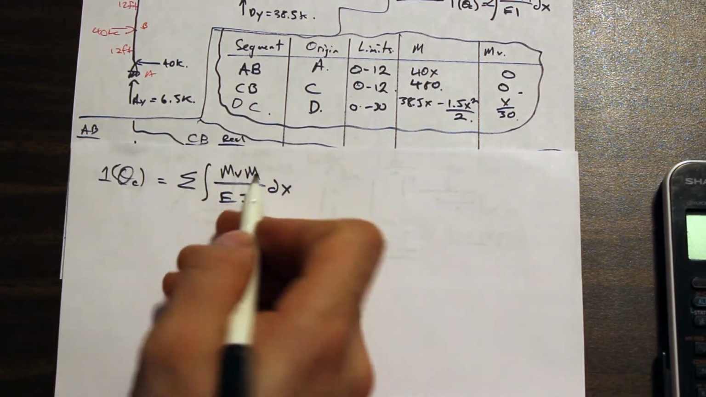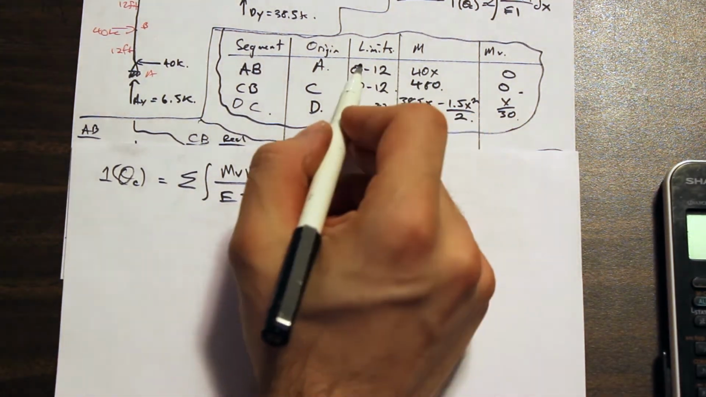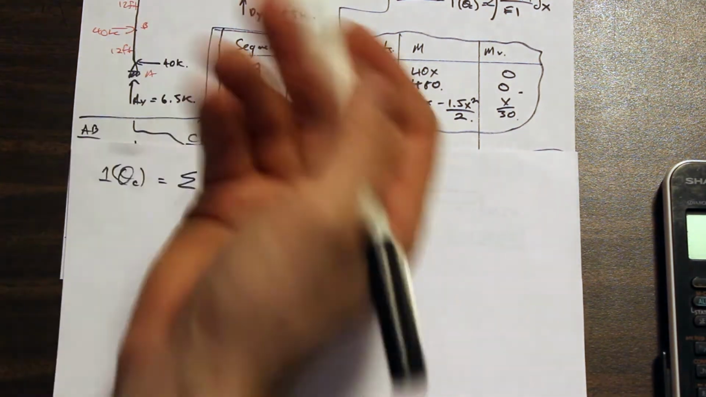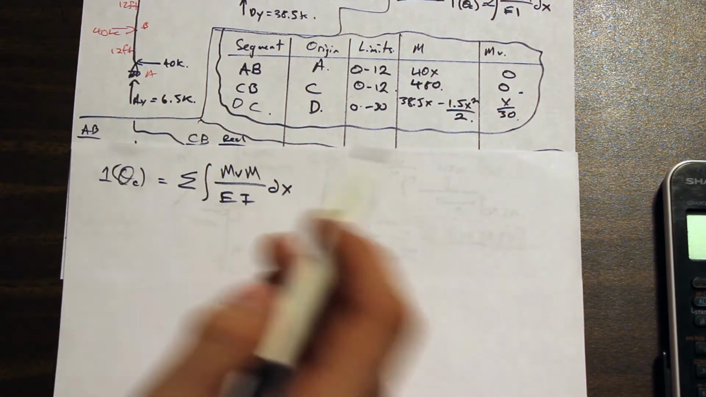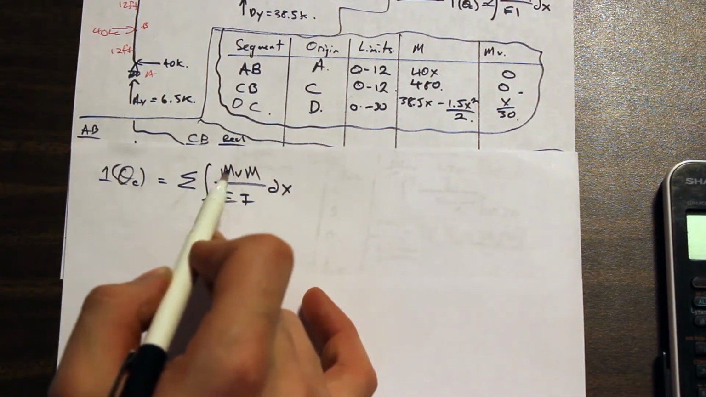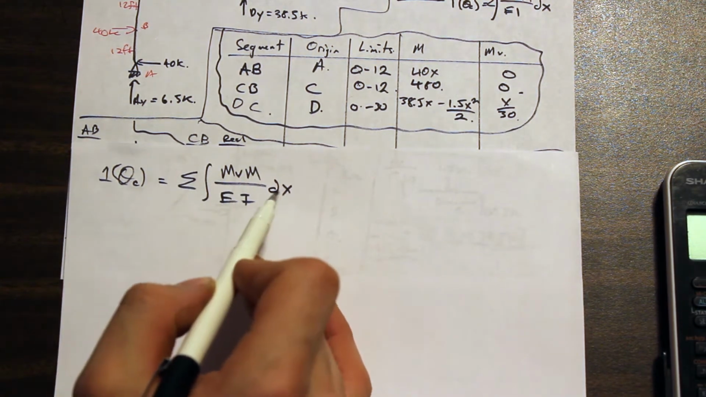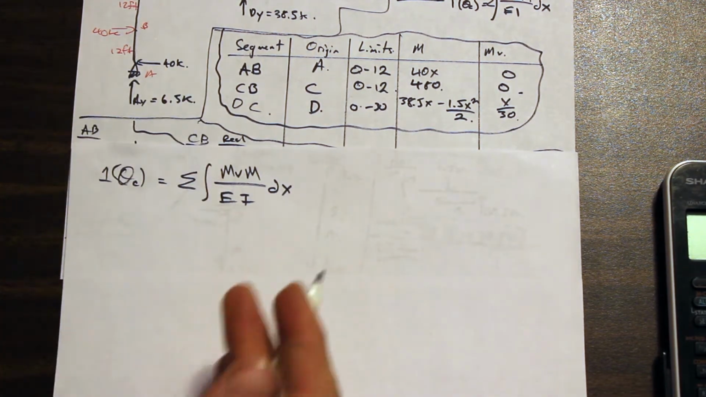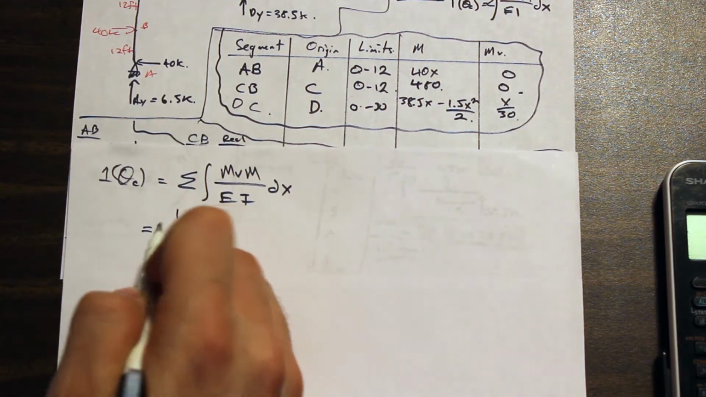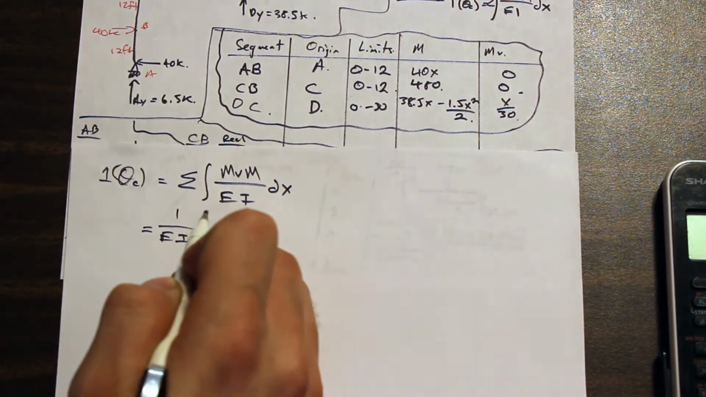So let's go ahead and take a look, and you're going to see how easy this is now that we pick the easiest coordinates to do the virtual work method from. So what does this formula mean? Well, we have the virtual moment times the moment divided by EI, which is constant, times dx. Since EI is constant for all of these, we'll just take EI out at the start. So we have 1 over EI, and we're going to multiply the whole thing by that.